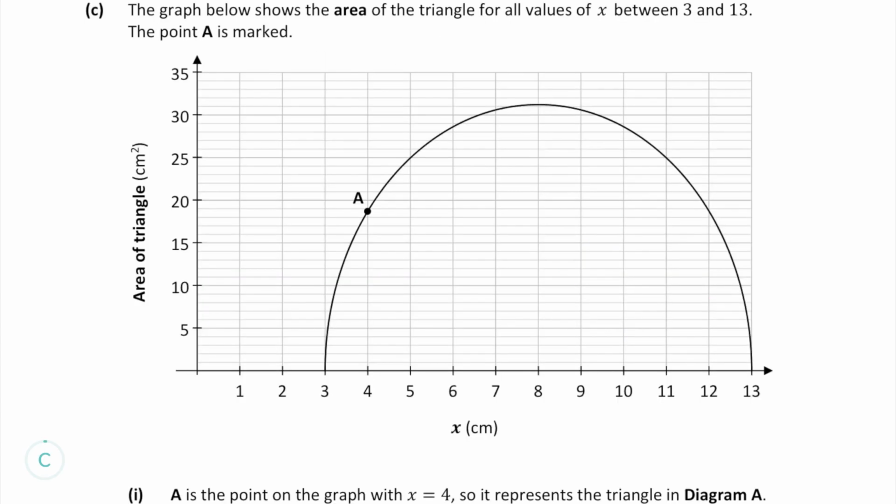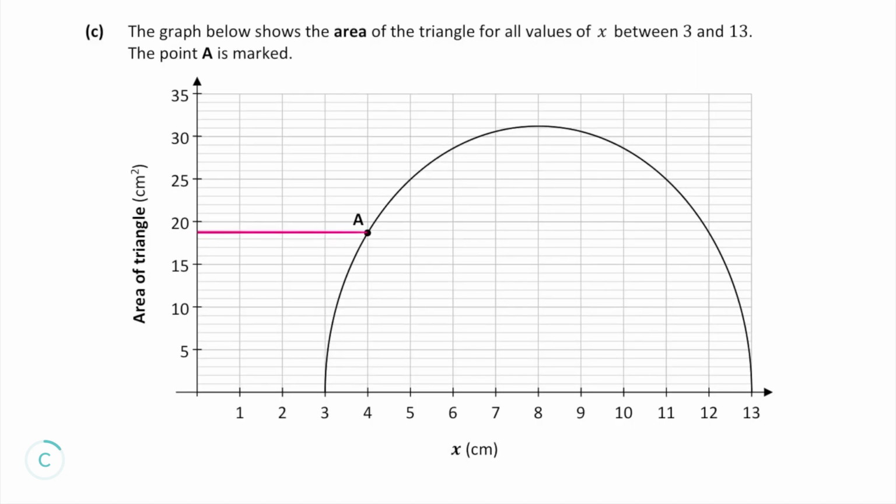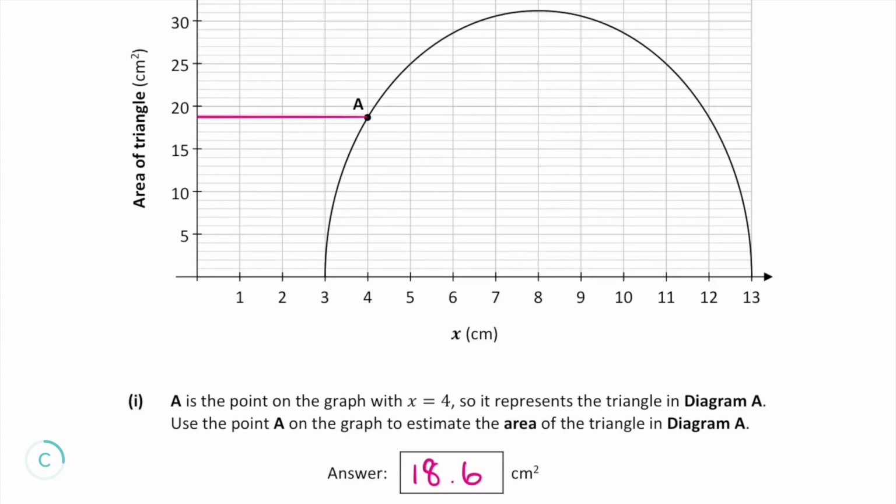In part C, we're given a graph showing the area of the triangle for all values of x, and in part 1, we're given a point A, which is at x equals 4 centimeters, and we have to find the area of the triangle in this case. So what we do here is draw a horizontal line from A to the y-axis, and then read off the value from the y-axis, which in this case is between 18 and 19, so the area is about 18.6 centimeters squared.